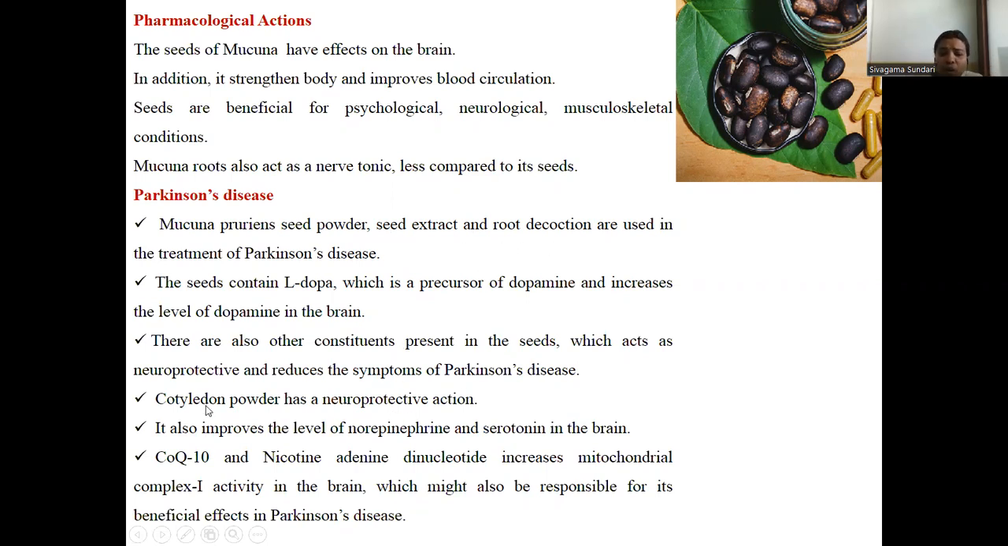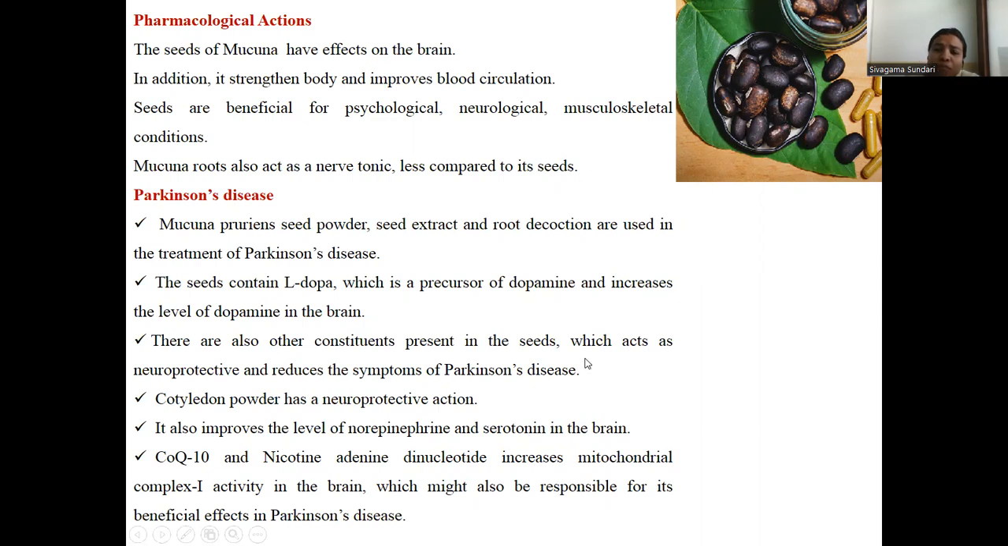And the cotyledon powder has a neuroprotective action. The young leaves and cotyledon powder, along with the opened seed cotyledons, that is the sprouted seeds, also have some effect in that. The cotyledon powder has a neuroprotective action; it improves the level of norepinephrine and serotonin in the brain. Those are hormones. And CoQ10 and nicotinamide adenine dinucleotide increase the mitochondrial complex. These are the proteins responsible for the beneficial effects in Parkinson disease.